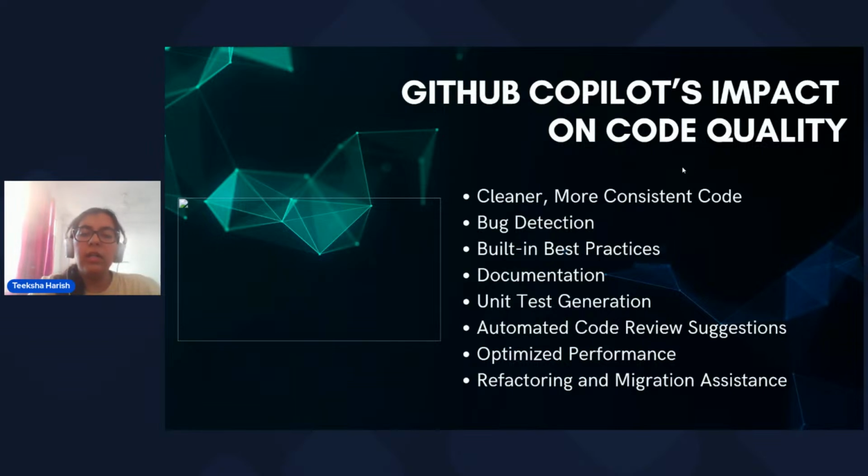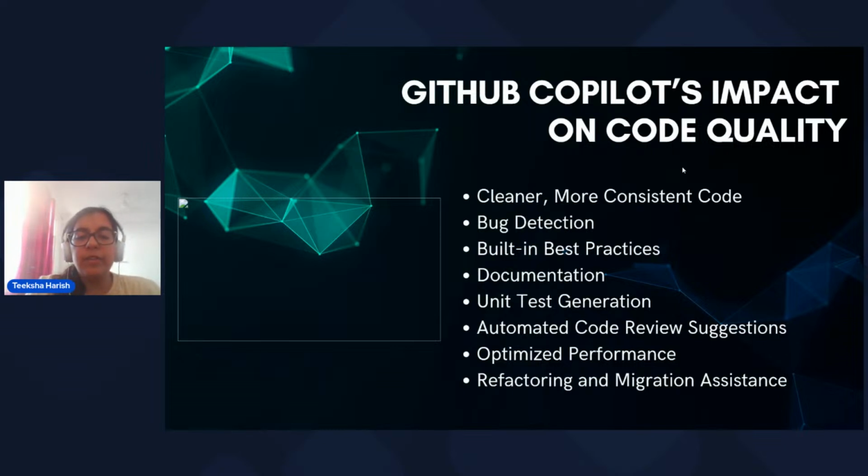Also, it helps us in providing optimized performance. That is, if I'm writing a code which is not that much optimized, GitHub Copilot can also suggest that there can be an alternative way of writing this snippet of code which can take less time or maybe less space complexity, and thus we can optimize the performance of our app if we use Copilot while developing our applications.